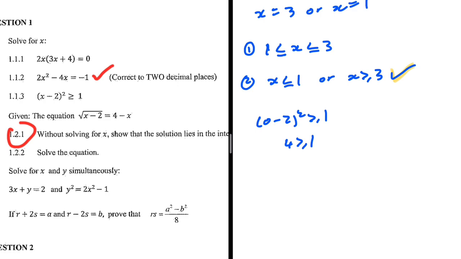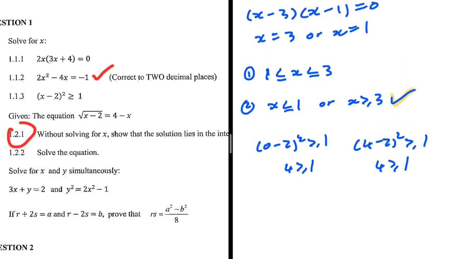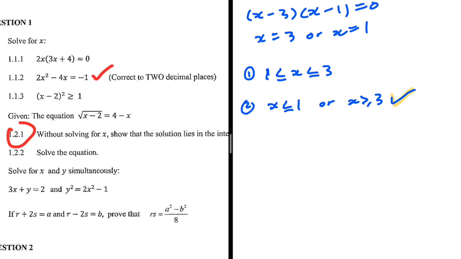And then now let's take a number greater than 3. Let's take 4. If we take 4, we get 4 minus 2 squared being greater or equal to 1. Obviously, this is going to be 4 greater or equal to 1. Again, our inequality is satisfied. So we know that x is less than 1 or x is greater than or equal to 3. And there we go. We have our answer to 1.1.3.